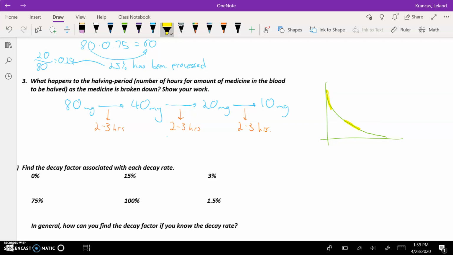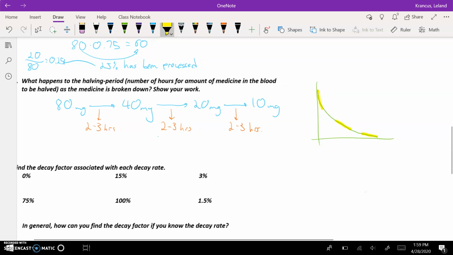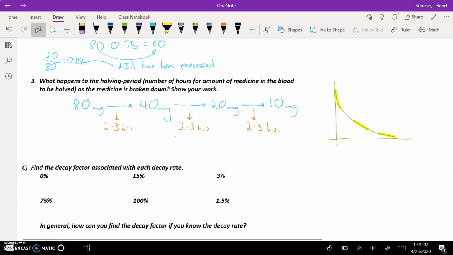Then going from 20 milligrams to 10 milligrams, that's only a change of 10 milligrams. It seems like it wouldn't take as long as it took for it to drop by 40 or 20. Remember, at this point, your line is even flatter. So even though it doesn't have as far to drop to be cut in half, it's not going as fast, and those two things balance out.